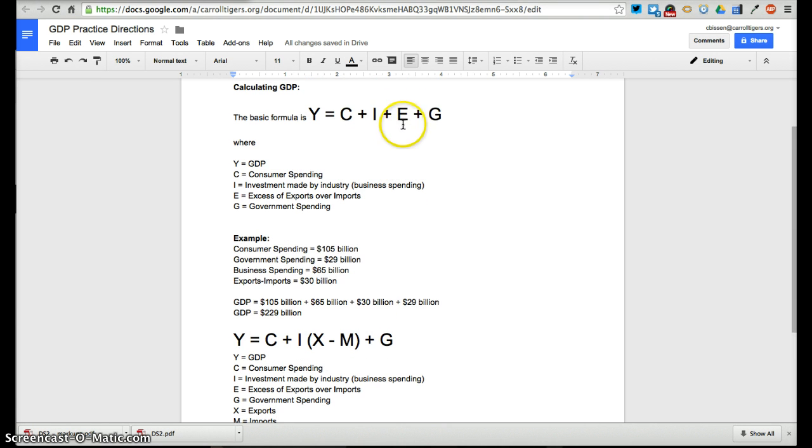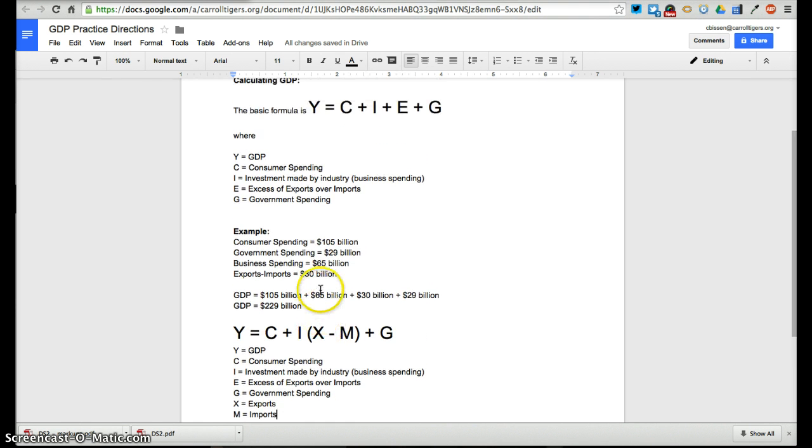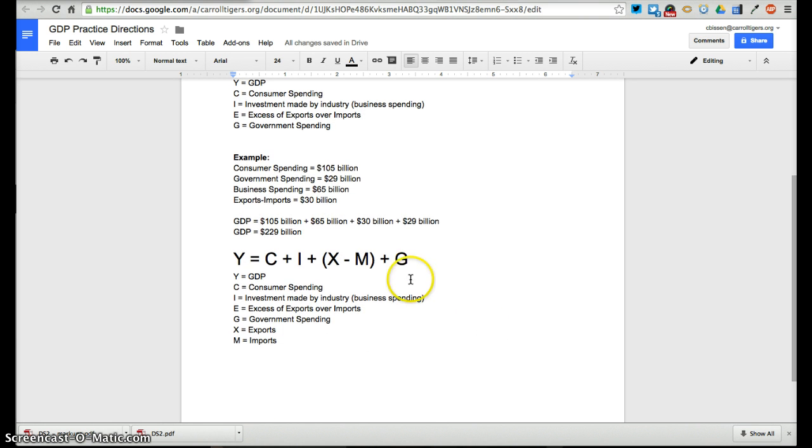So because E in this equation equals the excess of exports minus imports, sometimes we just see the formula look like this, where GDP equals consumer spending plus investments made by industry plus exports minus imports plus government spending. Okay, so sometimes your formula will look like this, and I forgot an addition sign there. Okay, but this is another way to look at this formula. Okay, and it might just be easier for you to remember the formula if you think about it this way.